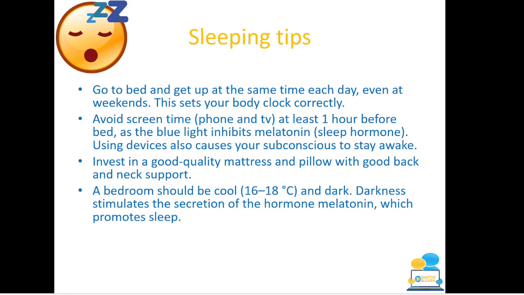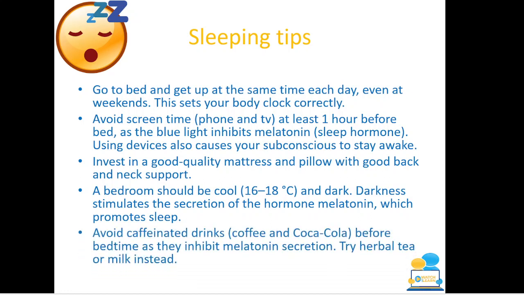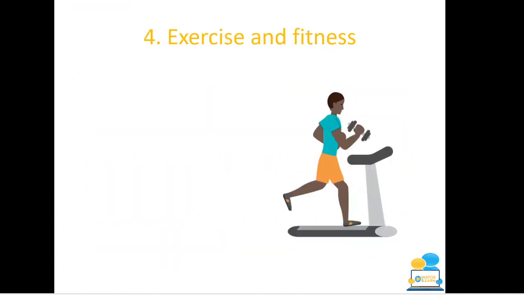Your bedroom should be cool and dark. If it's too hot, you're not going to sleep. If it's too cold, you're not going to sleep either. Avoid caffeinated drinks, so coffee, Coca-Cola, energy drinks before you go to bed, because these prevent melatonin from being secreted in the quantity that it should be. So you should try, for example, herbal teas like chamomile or milk instead when you're going to bed.